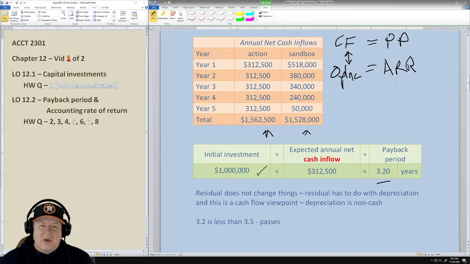But if I actually went back and added it up, I would say, okay, the first year we would have gotten 312,000. The next year we've gotten 675. The next year we would have gotten 900 and whatever. In other words, as I go along, I would add these up, and then I would find out 0.2 into year 4 is when I would hit the 1 million mark.